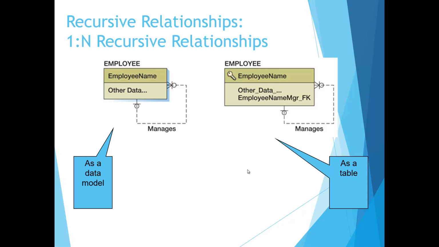For a recursive one-to-many relationship, let's take the example of an employee who's also a manager, but a manager is also an employee, whose details will be held in the employee entity. To implement this, the employee name of the manager will be used as a foreign key in the employee table. So we can use that as an indication of the manager.